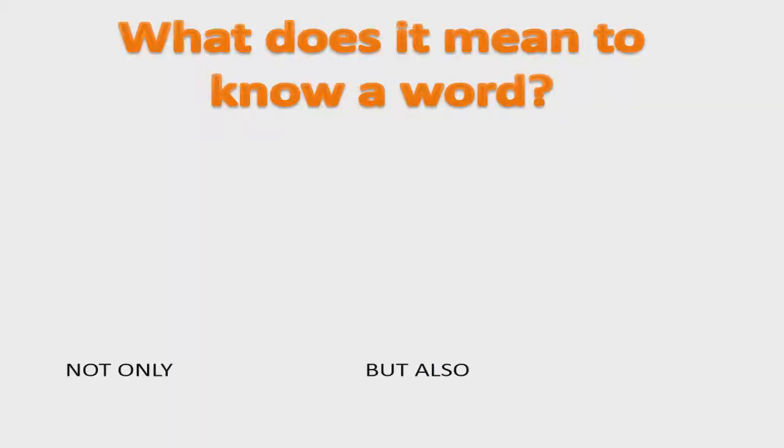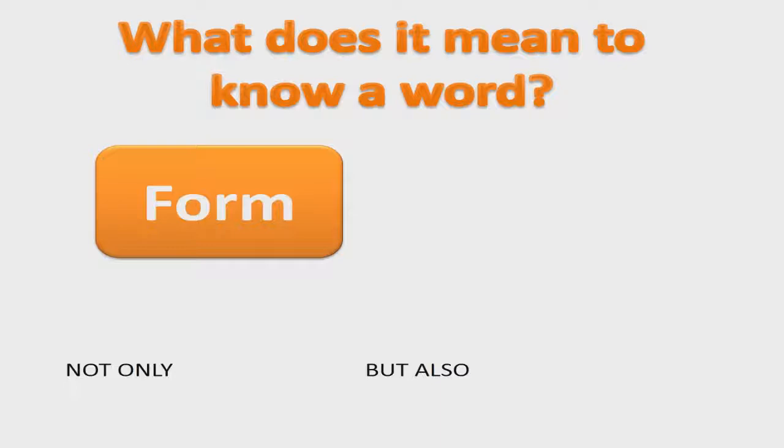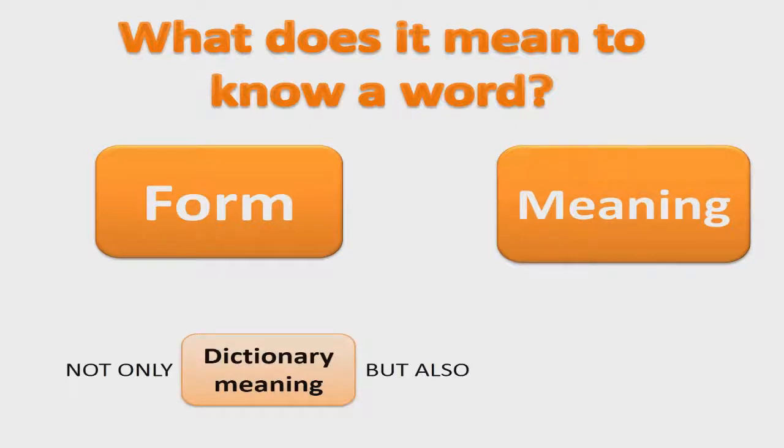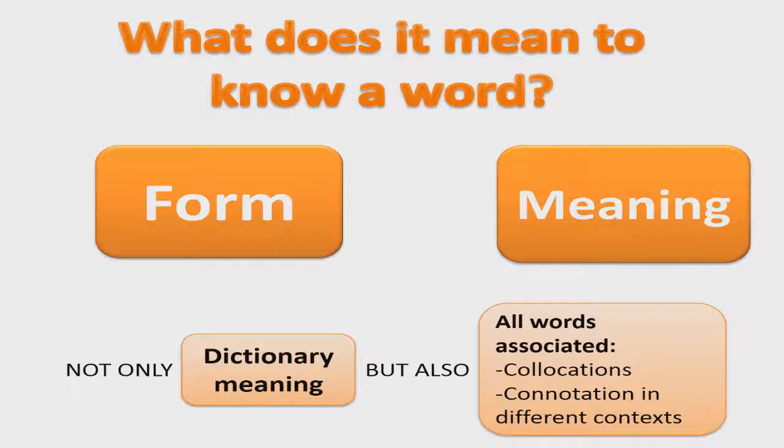Now, what does it mean to know a word? First, we have to take into account that having an extensive vocabulary is seen as the knowledge of a huge quantity of words. But in order to really know a word, we need to know not only its form, but also its meaning. Knowing the meaning of a word is not knowing just the dictionary meaning, but knowing all the words that are actually associated with it. So there we have collocations and possible connotations in different contexts.